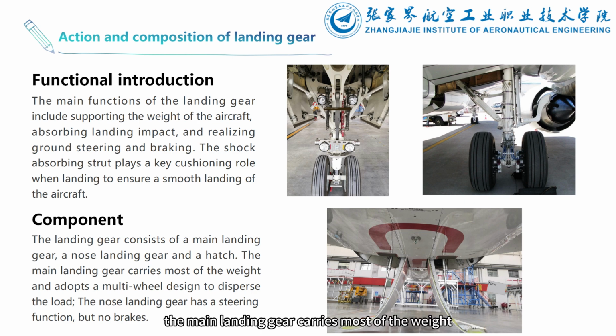The main landing gear carries most of the weight and adopts a multi-wheel design to disperse the load. The nose landing gear has a steering function, but no brakes. The picture shows the front landing gear, main landing gear and hatch of the C919 aircraft.